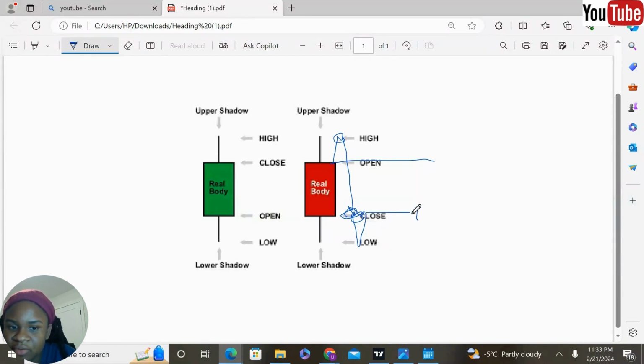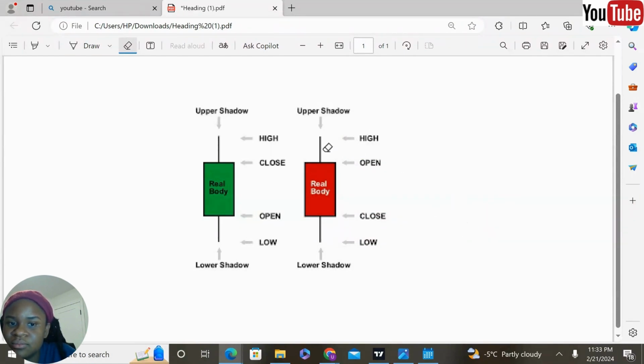This is where we take our profits. Market has closed. Price has closed. Are you with me? So this is how the candle works. This is for a bearish momentum.